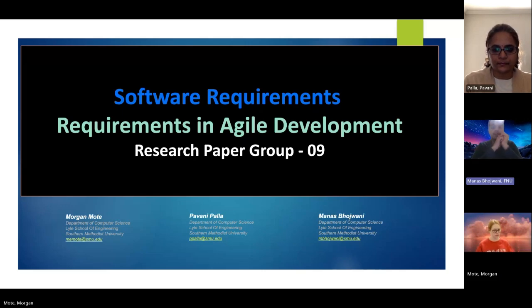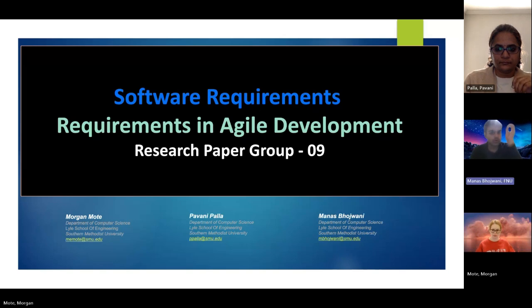Today we'll be presenting requirements in Agile development. My name is Bhojwani. I'm joined with Pavani and Morgan. As you know, guys, Agile is a cornerstone in software engineering, and it's really important. There are so many challenges to it. There are so many emerging solutions, and we're going to be presenting that today.